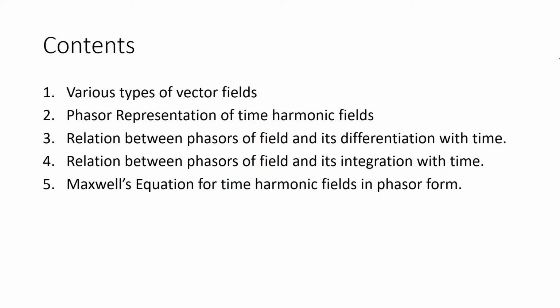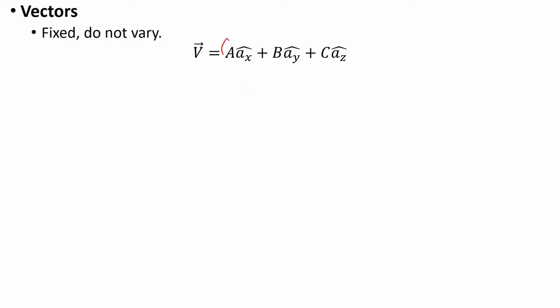So let us start our discussion by discussing various types of vector fields and how they look. We know that vectors are physical quantities which have direction and magnitude. And if they are simple vectors, those direction and magnitude are fixed and they do not vary by any factor. So if we have a vector, v bar would be looking like this in Cartesian coordinate system, where a, b and c are constants. They are not changing with time.